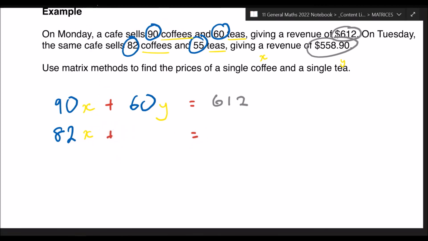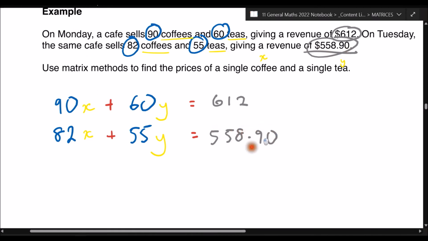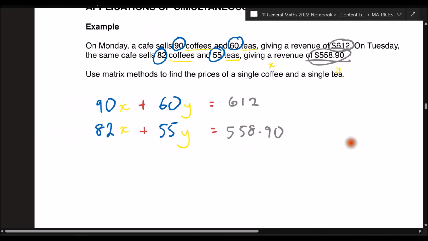Okay, and how many teas on the second day? 55. So 55 teas on the second day. So right there is the part of the equation. And the last part is the answer matrix. So how much did they earn on the second day, which is 558.90. Okay, now we've got our two simultaneous equations.